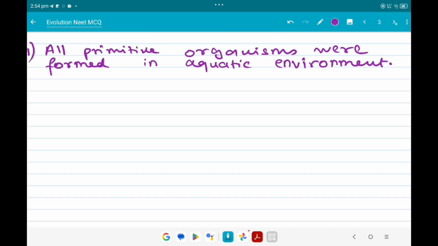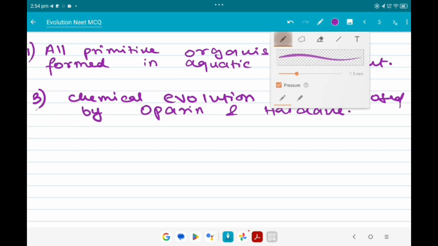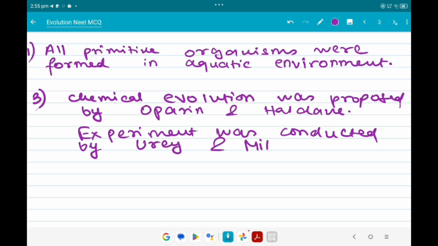Why? I'll tell you. You may recall that chemical evolution was proposed by Oparin and Haldane. This was a proposal, providing a theory, but the practical demonstration, or let me say the experiment, was conducted by Urey and Miller. You must know this. In this experiment amino acid formation was observed.